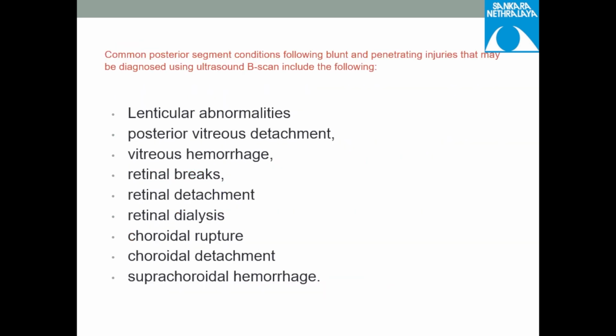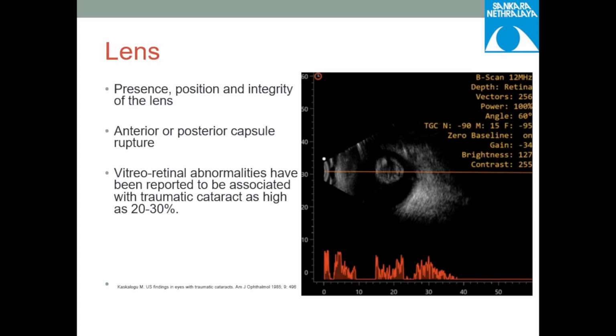Common posterior segment conditions following blunt and penetrating injuries, which can be diagnosed using ultrasound B scan, are as follows: lenticular abnormalities, posterior vitreous detachment, vitreous hemorrhage, retinal breaks, detachment or dialysis, choroidal rupture, detachment, or a suprachoroidal hemorrhage. First, coming on to the lens. For the lens, we need to find out the presence, whether it's there or not, the position and integrity of the lens, along with the anterior or posterior capsular rupture.